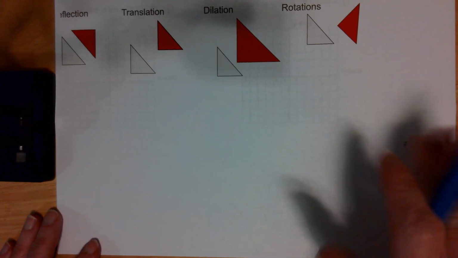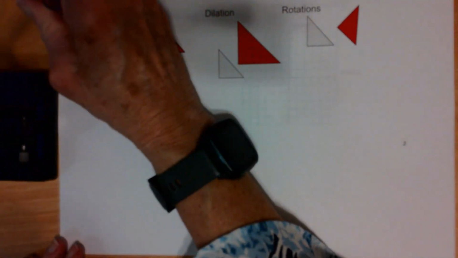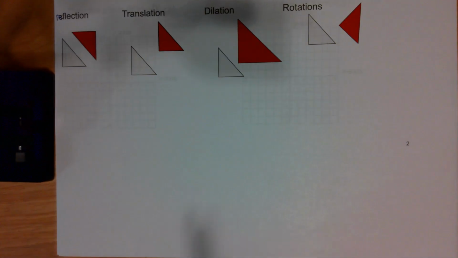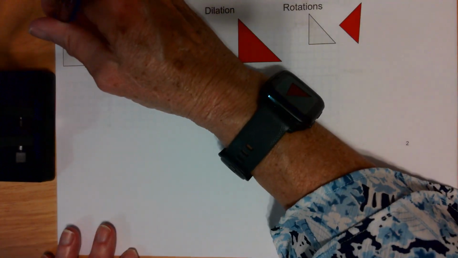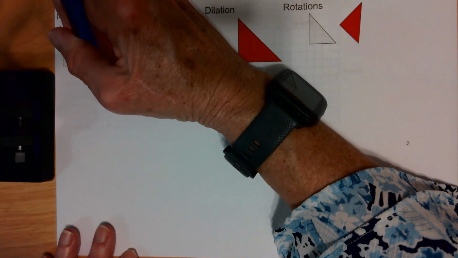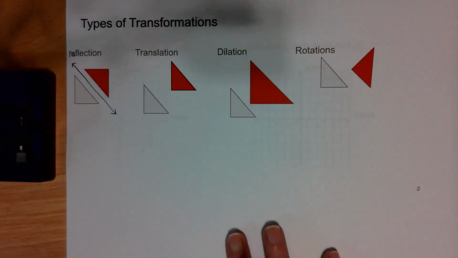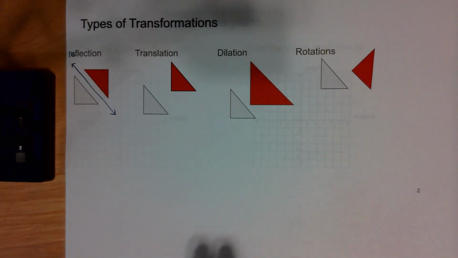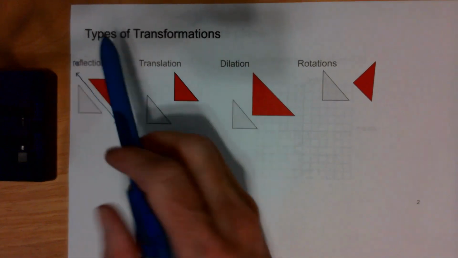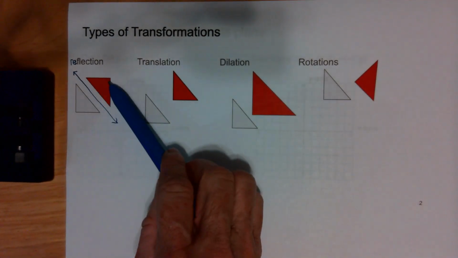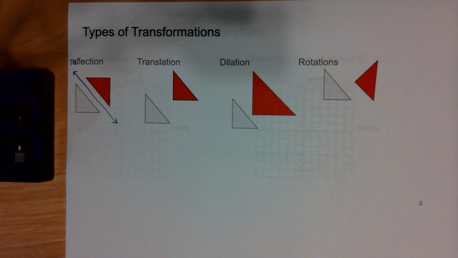The first one, it looks like it didn't take the whole thing, but it is reflections. The R got deleted off there. So reflection is like if you look in the mirror and what's reflected back is yourself. So the types of transformation, the first one is a reflection. The original is this gray and it flips over this line and it's reflected over the line.